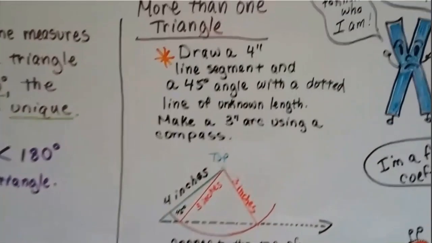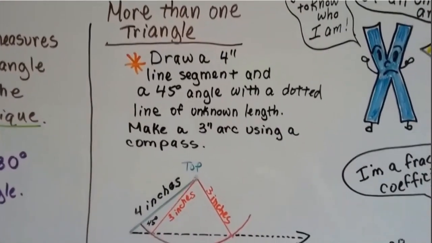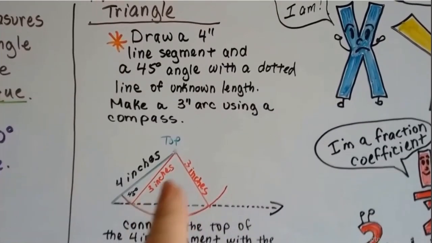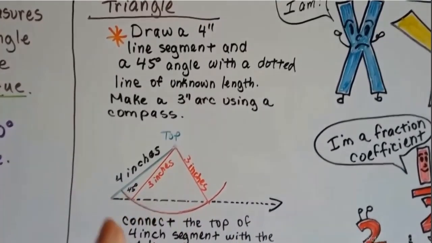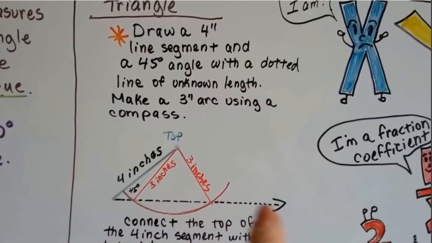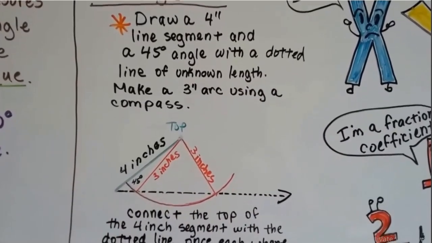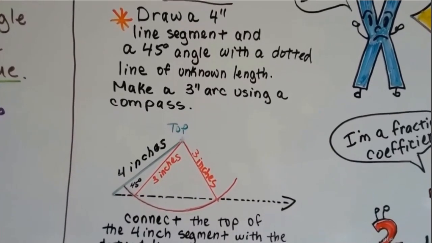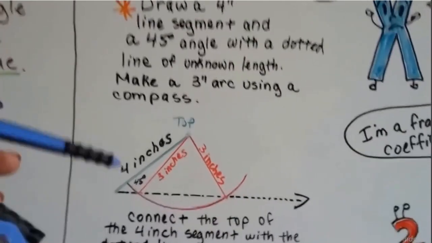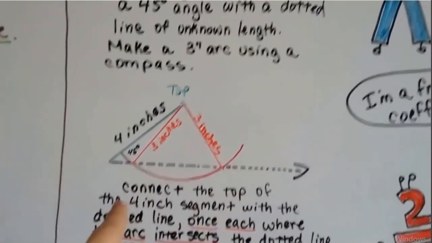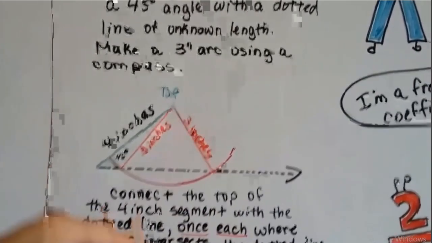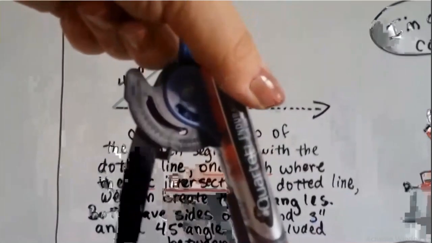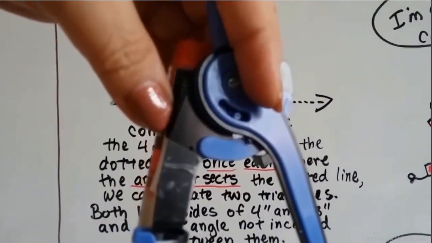All right. Let's watch this video. More than one triangle. If we draw a 4-inch line segment and a 45-degree angle, so here's our 4-inch line segment right here, this green one, and we draw a 45-degree angle with this dotted line right here, and it's an unknown length, okay? What we can do is take a compass and put the point of it right at the top. We connect the top of the 4-inch segment with the dotted line. We can set the compass to 3 inches.